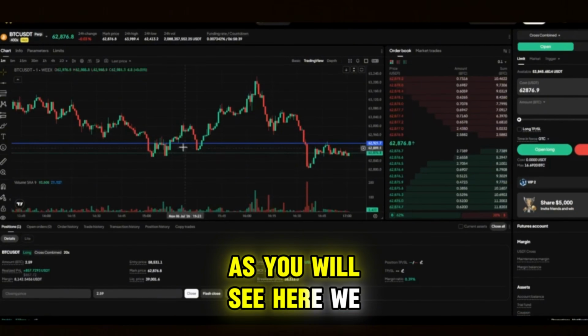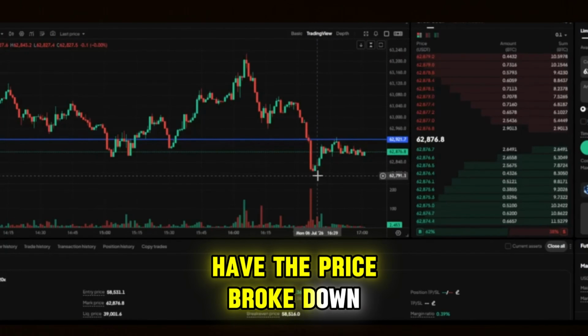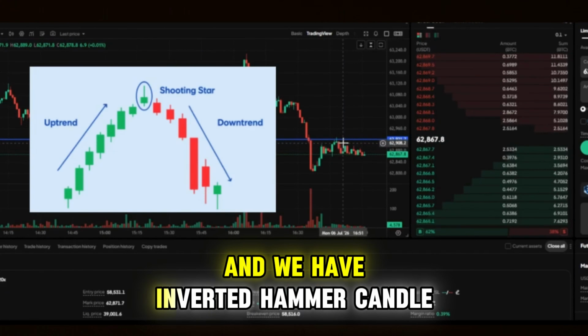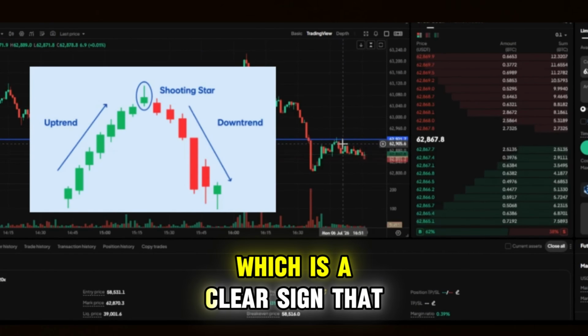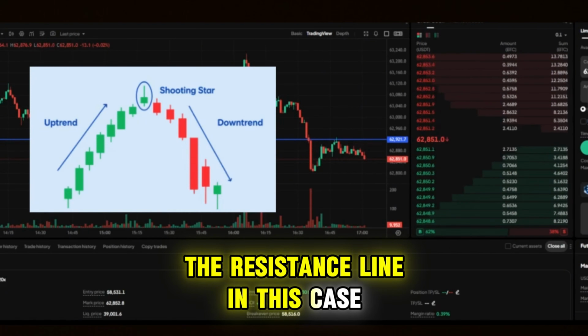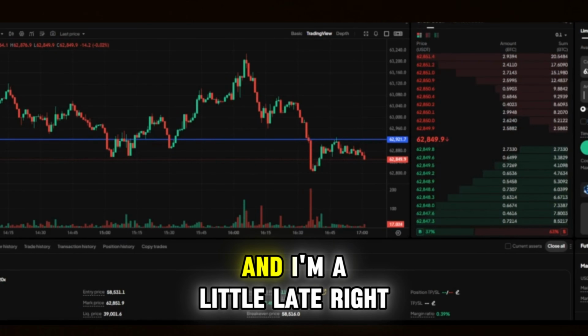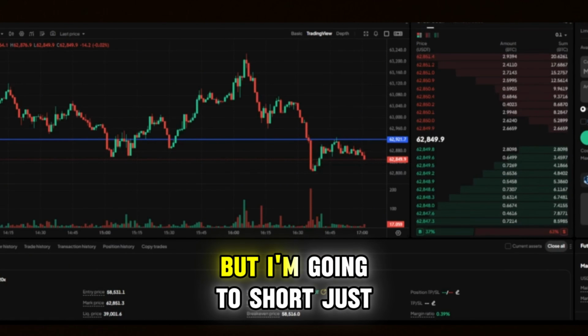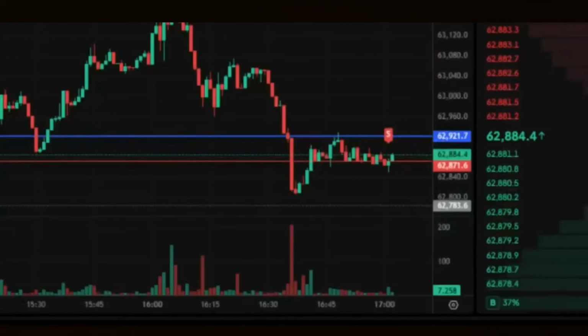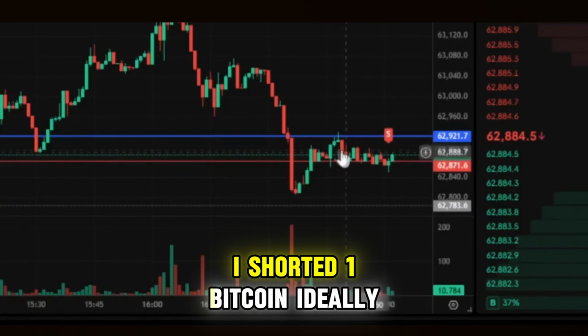As you will see here, the price broke down the support line, went back up, and we have an inverted hammer candle, which is a clear sign that the price rejected the resistance line in this case. I'm a little late right here, but I'm going to short just one Bitcoin to show you how this strategy works. Okay? I shorted one Bitcoin.